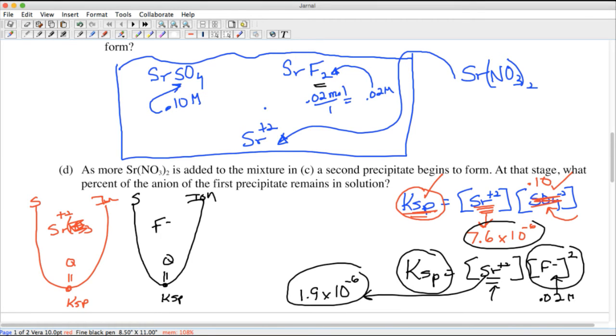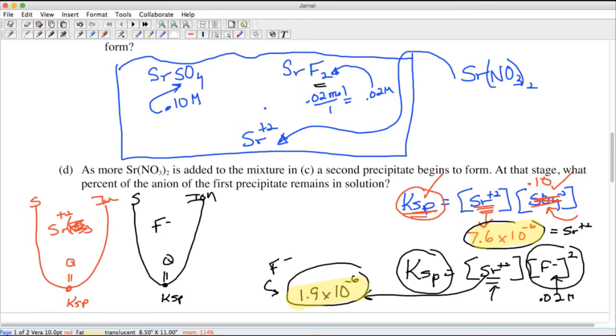Now, here's the key. We had these concentrations. This, of course, is equal to the F negative ion when Q equals K, and this is equal to the strontium ion when Q equals K for its salt. So those are the two values they have to be, given these concentrations of the other ions.